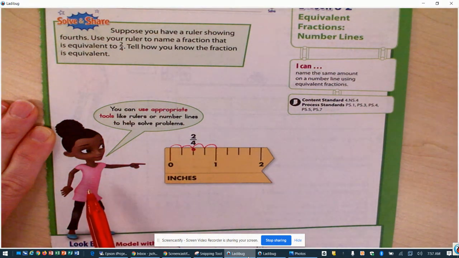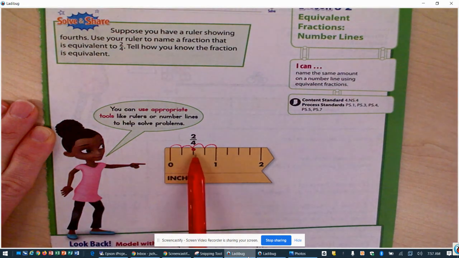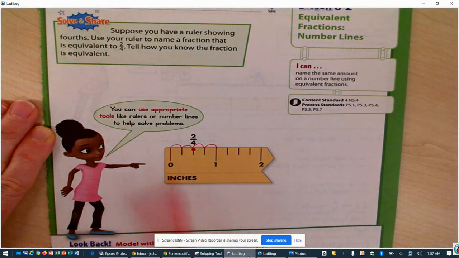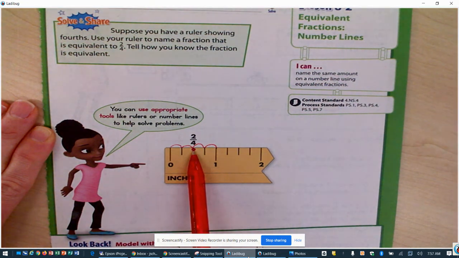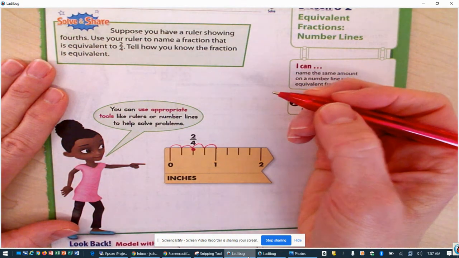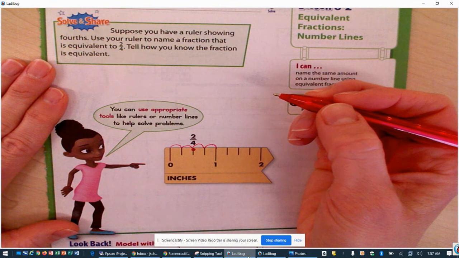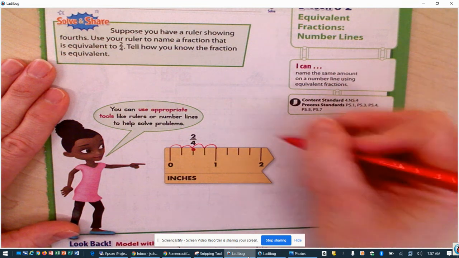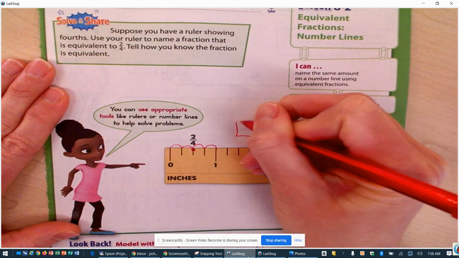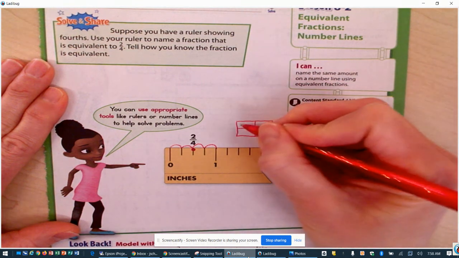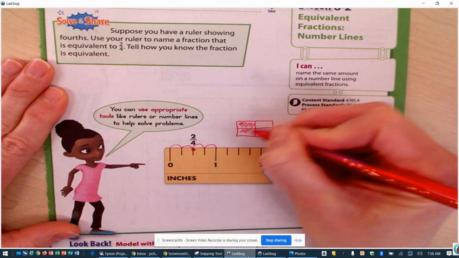It says use your ruler to name a fraction that is equivalent to 2/4. So you notice that there's a red dot at 2/4, and they want us to figure out a fraction that's equal to this fraction 2/4, and then tell how you know the fraction is equal to that. So what I'm going to show you is that the same thing we did yesterday we can do today. It's a little trickier because it's so small, but we can take, like we did with our rectangle. Yesterday we started with fourths, and we can shade in 2/4.